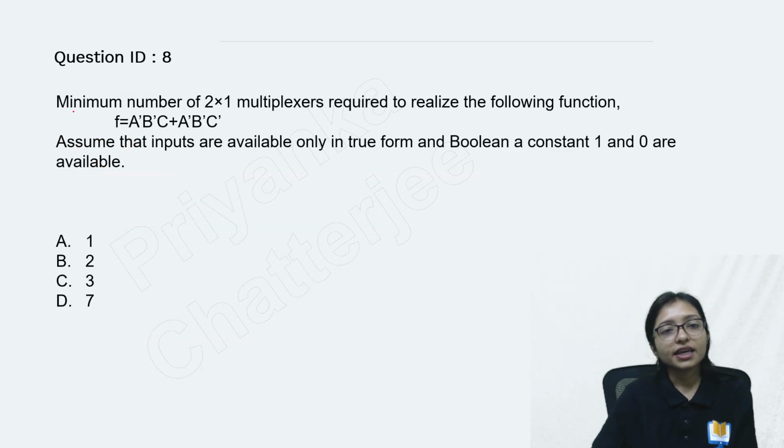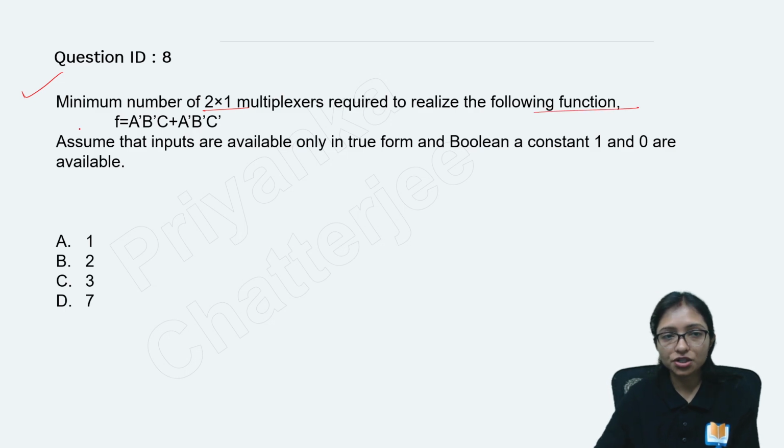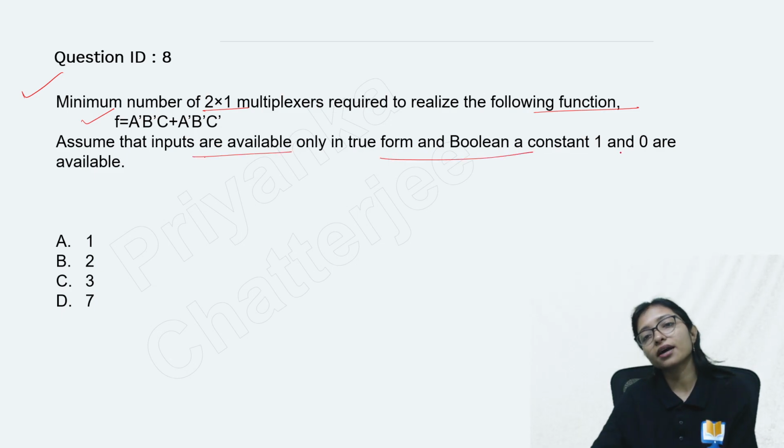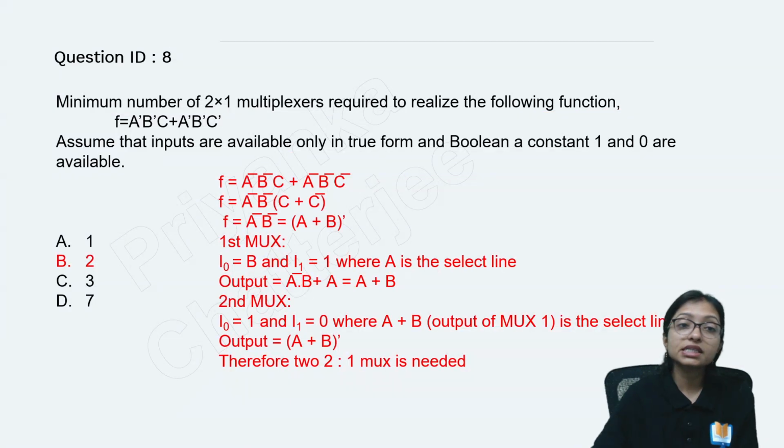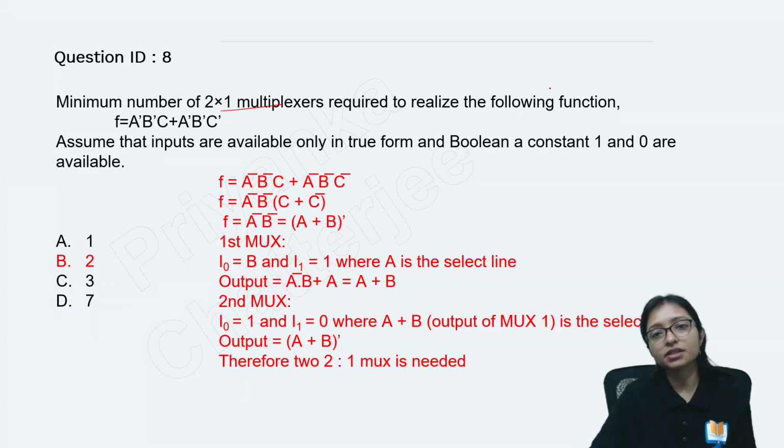Right. Now see here, minimum number of 2x1 multiplexers required to realize this function. This is the function given. Assume that inputs are available only in true form, with Boolean constants 1 and 0. What will happen here? How many multiplexers are required? How many select lines? Actually 2x1 multiplexer realization. Here assume that inputs are available only in true form, and constants are given. So what will be the answer here?